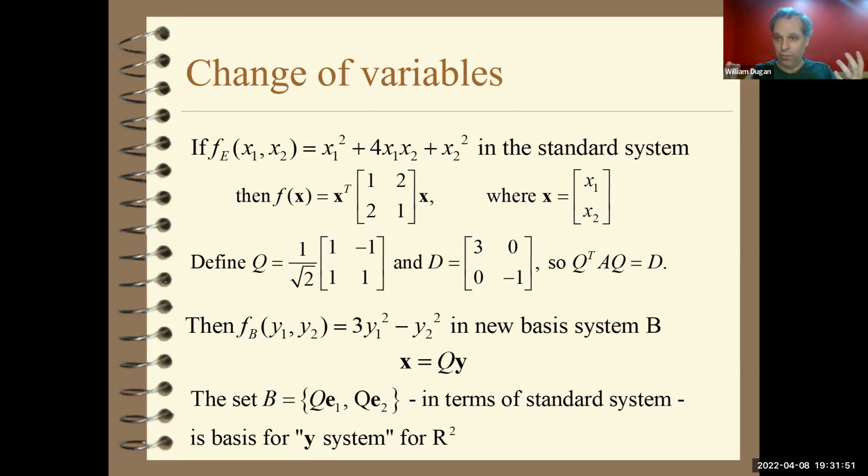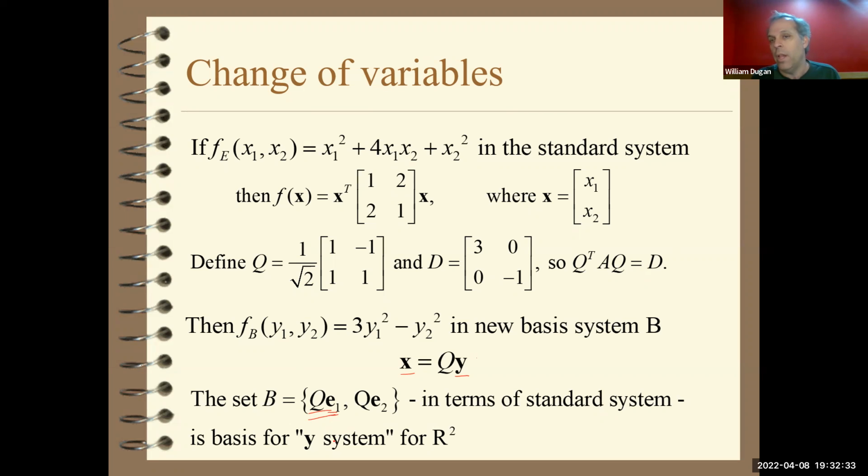So in the y system, e1 makes an axis. e2 makes the other axis. But those are vectors in the y system. I want to know what they are in the standard system. So to find what they are, I remember that if you give me the vector in the y system, I can multiply to get the vector in the x system. So this is the vector that defines the y1 axis in the y system. But then that vector is actually this vector in the x system, the normal standard system that you're used to.